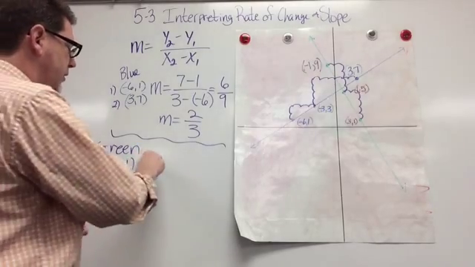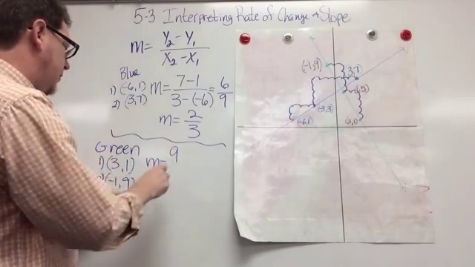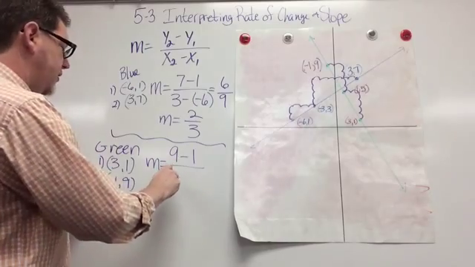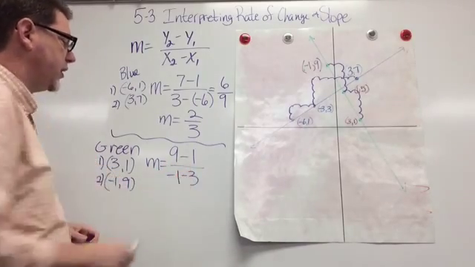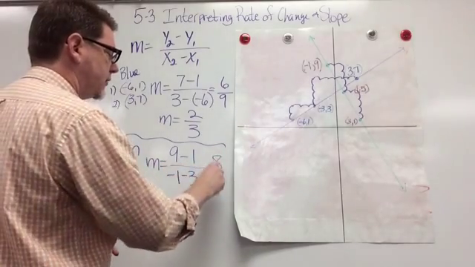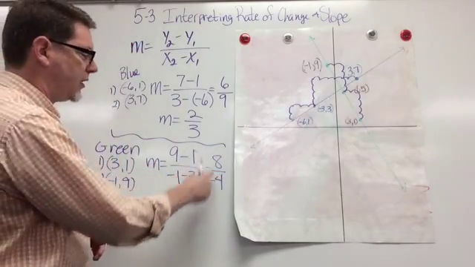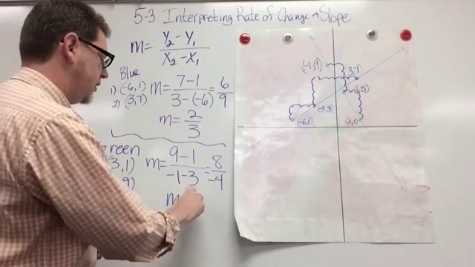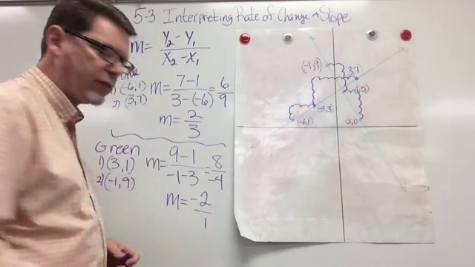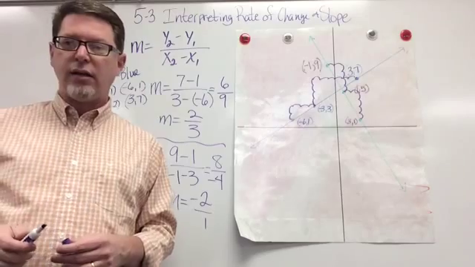So once again, I'm going to plug them into my slope formula. y2 is going to be 9 minus y1, which is 1, over x2, which is negative 1, minus 3. Okay? So 9 minus 1 is 8, and negative 1 minus 3 is negative 4. And I know that 8 divided by negative 4 is negative 2. Or, if you wanted to, you could write it as negative 2 over 1, because we need the rise over run part. Negative 2 or negative 2 over 1, both of those are fine for your slope.